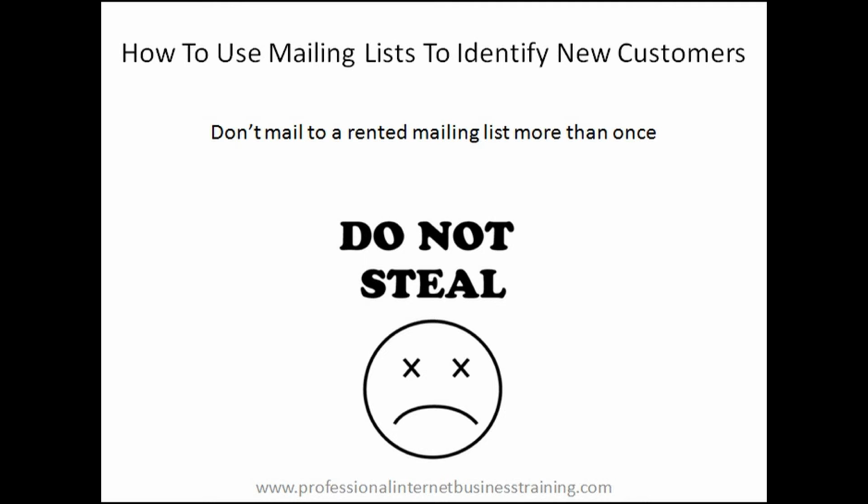When you do rent a mailing list, don't try and use the mailing list more than once. All mailing list owners will insert seeds into their mailing lists with their own names and addresses on, so that they can tell if you've used the mailing list more than once. And if they receive 2 catalogues from you, they will immediately know that you have used their mailing list twice, and then they'll send you a bill for a second time charge.